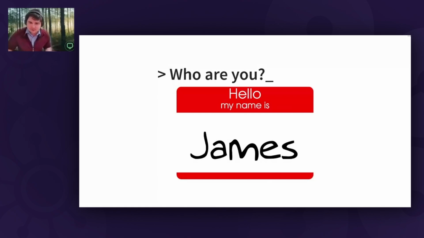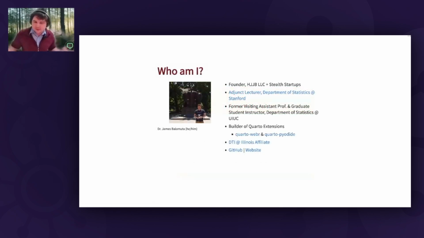My name is James. I run a data science consulting firm inside of the Bay, and I also run a few different stealth startup kinds of companies. I'm currently an adjunct lecturer over in the Department of Statistics at Stanford, teaching Stats 290, which is computing for data science. And then before I moved into the Bay Area, I basically spent my academic career at Illinois.